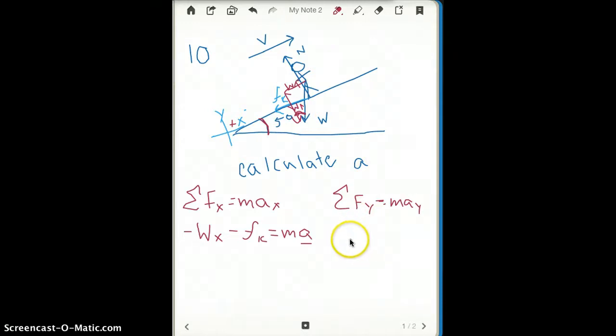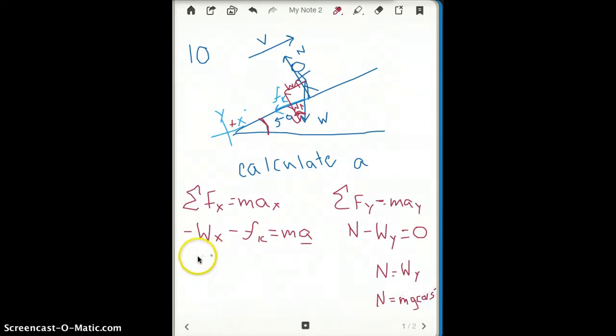In the y direction, we look at our picture and we have the normal force pointing up, and we have w sub y pointing down, and this is 0. Why is it 0? Well, since I tilted the axis, there's no acceleration up off the snow or down through the snow. Therefore, there is no acceleration. So the normal force is equal to w sub y, or the normal force is equal to mg cosine 5.